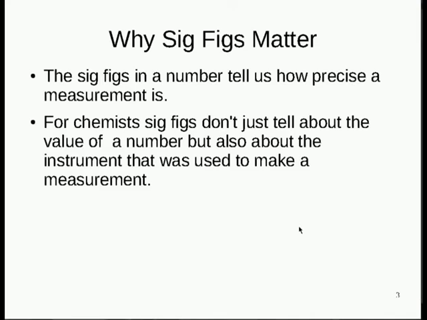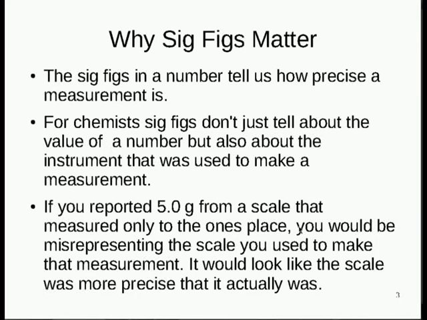And so it's important when you're dealing with sig figs to not only know what a significant figure is, but how to follow it through a calculation, because those significant figures really tell you about the instruments that were used to make that measurement. So if you reported, let's say, 5.0 grams, let's say you wrote that down in your lab book, but you only used the scale that measured to the ones place. So you used that first scale, but you wrote down 5.0. You would actually be misrepresenting the scale you used to make that measurement.